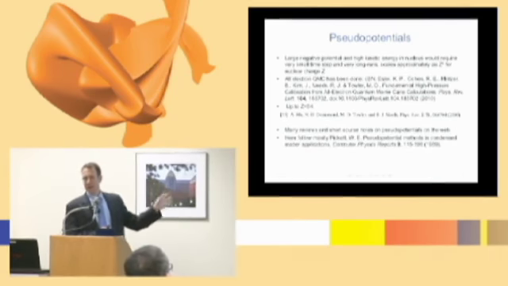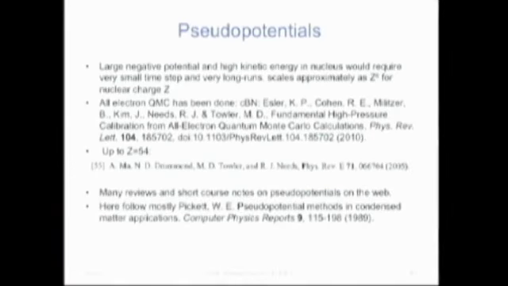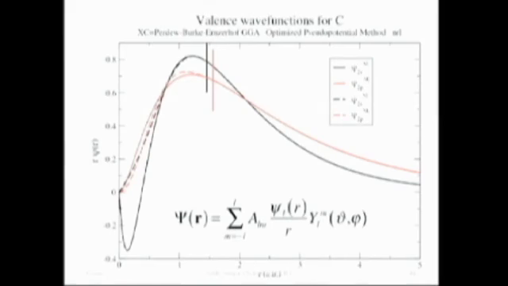Okay, so there's many reviews, short course notes, lectures, tutorials, etc. on pseudopotentials on the web. Basically the idea is here. So this is for carbon. If we look at the valence wave functions, you see they have nodes in them, and they get to have more structure near the nucleus and so forth.